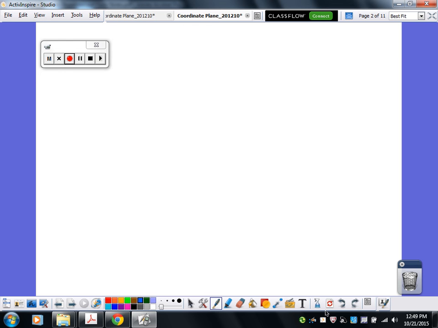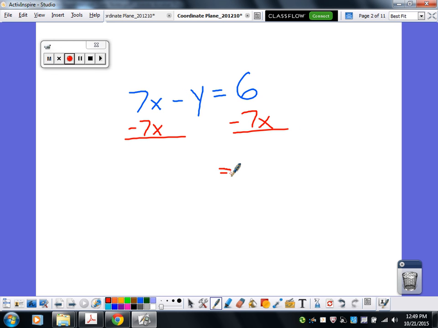I believe this is the last one. It says 7x minus y equals 6. What do you guys think? I don't want 7x, so I subtract 7x. Subtract 7x, and do the same thing to the other side. What do I have over here? Perfect. Negative 7x plus 6.